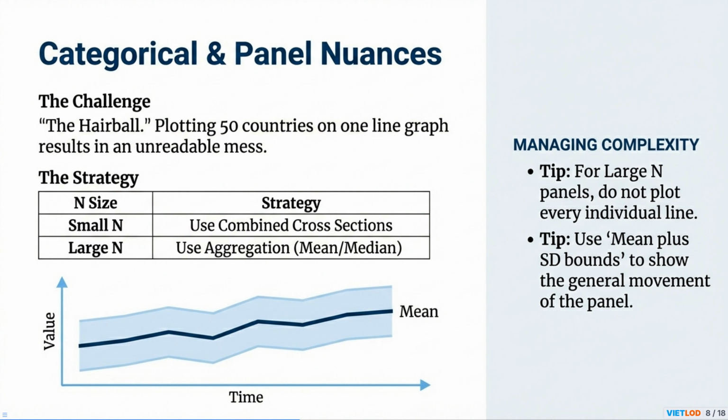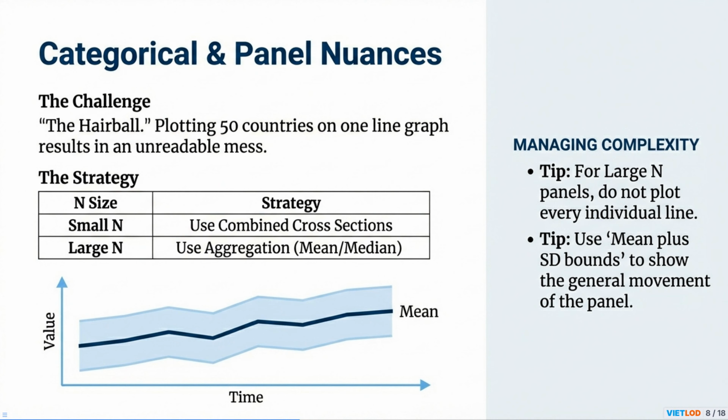This slide addresses the challenge of visualizing panel data, often referred to as the hairball. Trying to plot many individual series, like 50 countries, on a single line graph results in an unreadable mess. The strategy for managing this complexity depends on the n size, or the number of cross-sections. For a small n, you can use combined cross-sections to show each individual line.